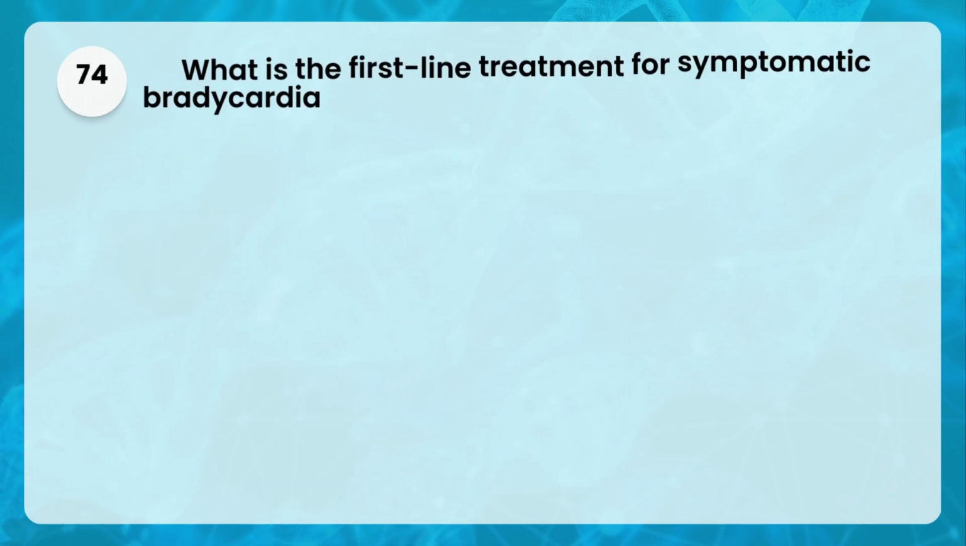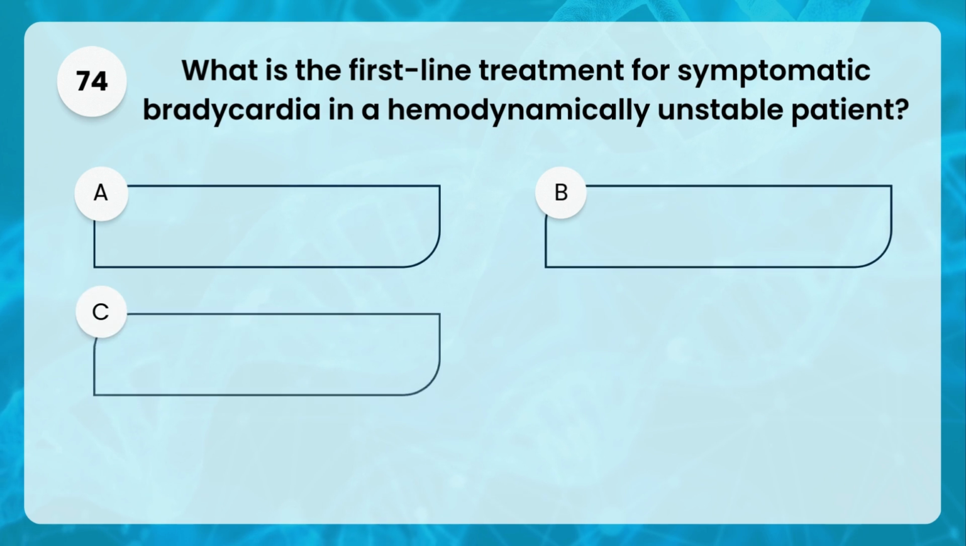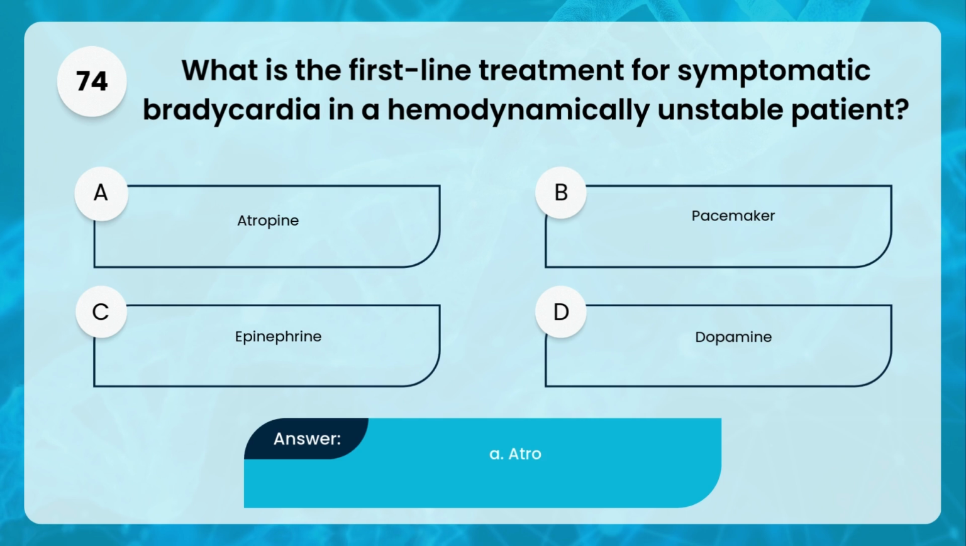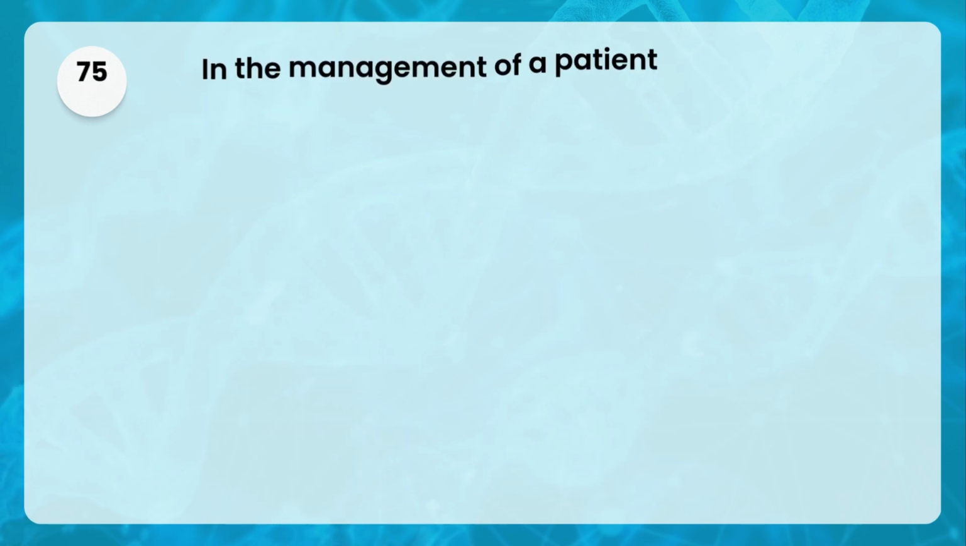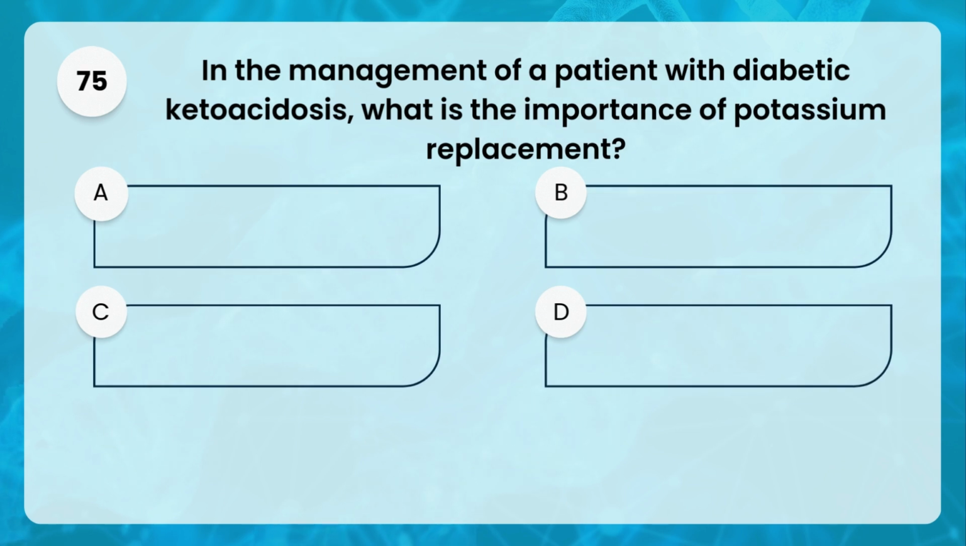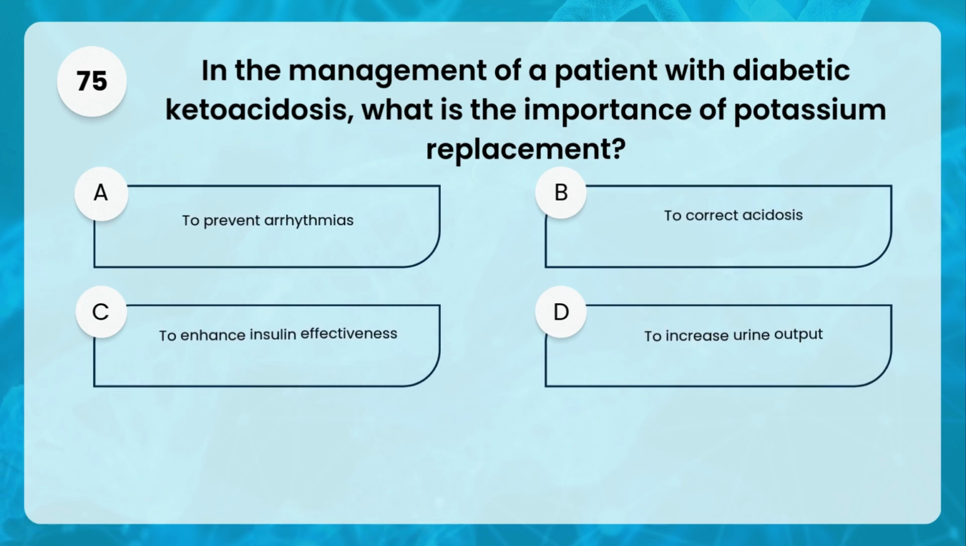Number 74. What is the first-line treatment for symptomatic bradycardia in a hemodynamically unstable patient? A. Atropine. B. Pacemaker. C. Epinephrine. Or D. Dopamine. The answer is A. Atropine.